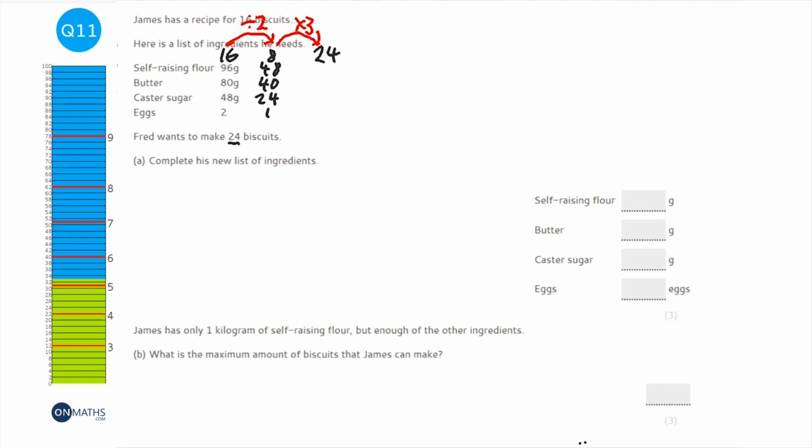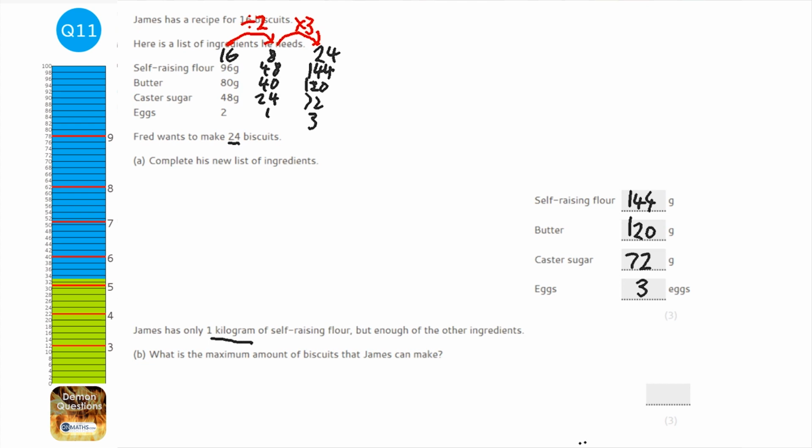And then what I can do is just add the 16 and the 8 together to get to 24, or I can times the 8 by 3. So the first one's 48, and I just want to times that by 3, or add the 96, you still get the same answer, it's 144. Then I want to times the next one by 3, or add it to the 80, which makes 120. The next one I want to times by 3, and that gives me 72. And the last one will times by 3, which is 3. So it's 144, 120, 72, and 3.